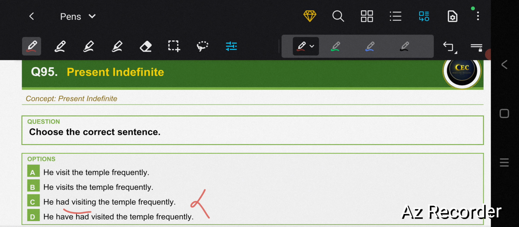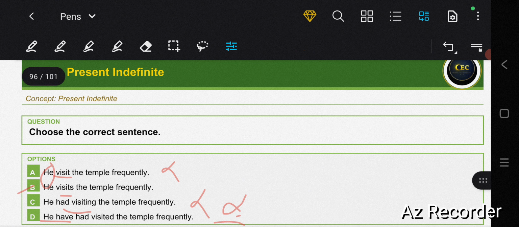He have, and after he there is have. It's also not the correct option. It's the incorrect one. We see both the verbs are in present, but which one should be the correct one? Because there is he, the third person singular, so it will take widgets, not widget. Okay, so the correct option is B for present indefinite, because he visits the temple frequently.